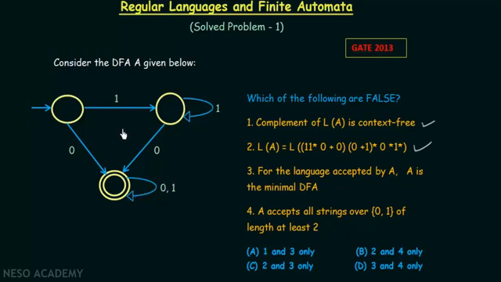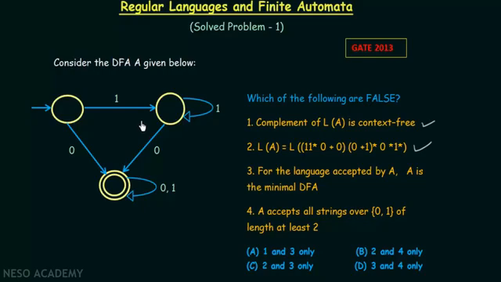That means even if you try to minimize this DFA, you won't get anything more minimized than this. This will be the maximum minimized DFA. That means this DFA will have 3 states and not less than 3 states. So in order to find out whether this is true or not, we need to try minimizing this DFA.